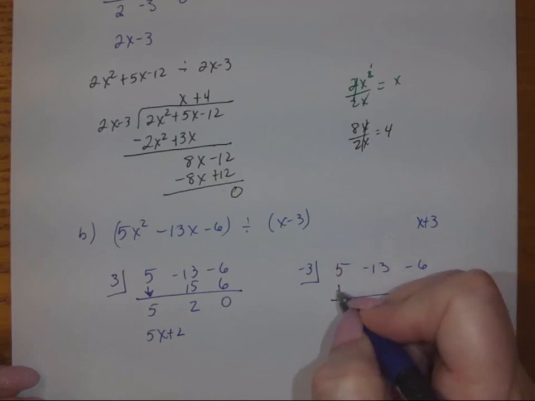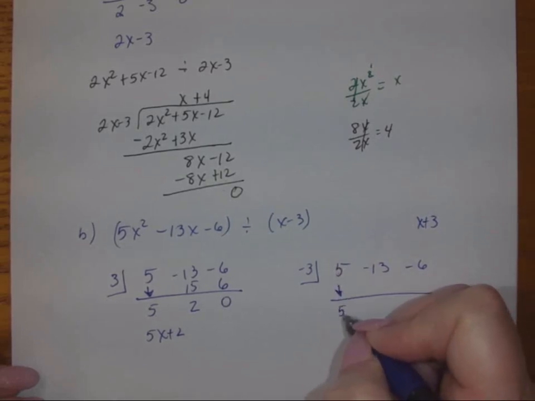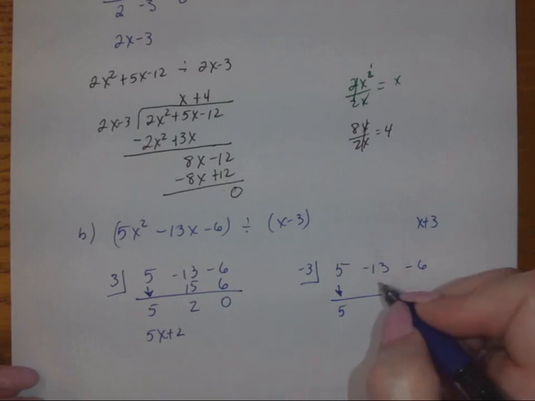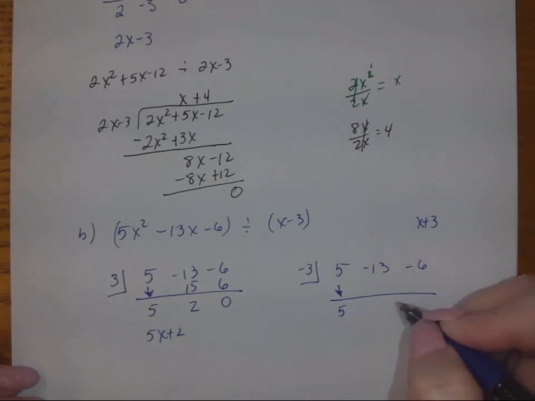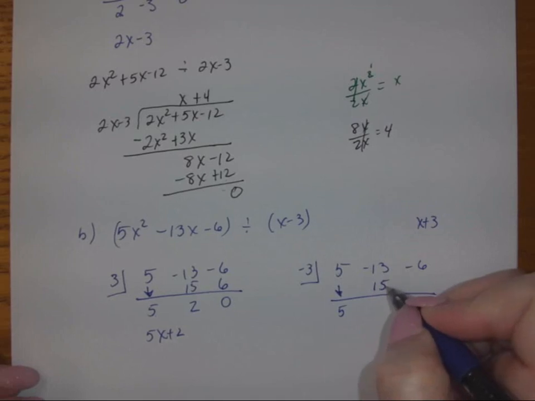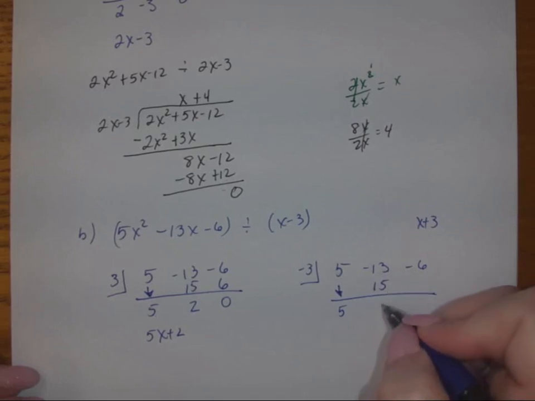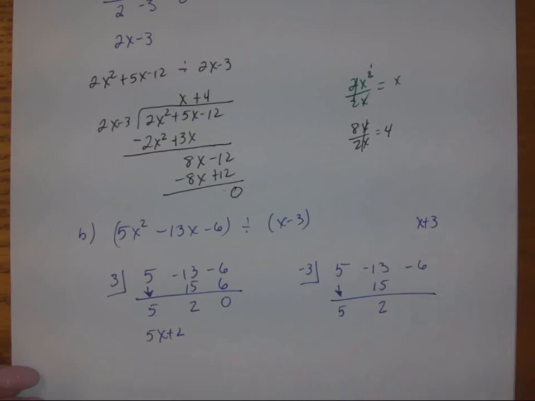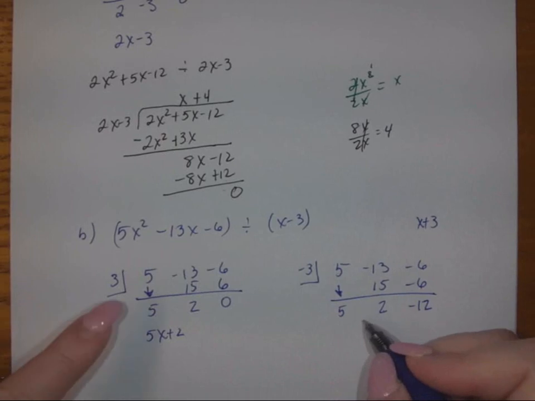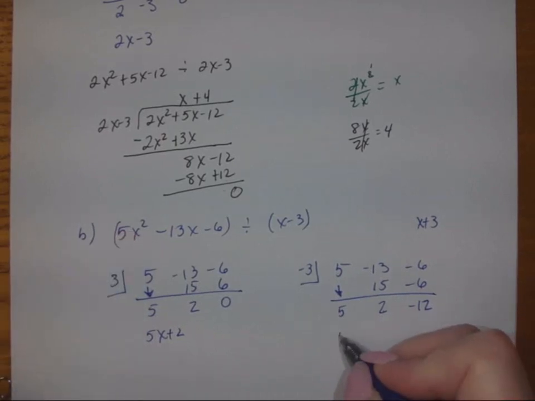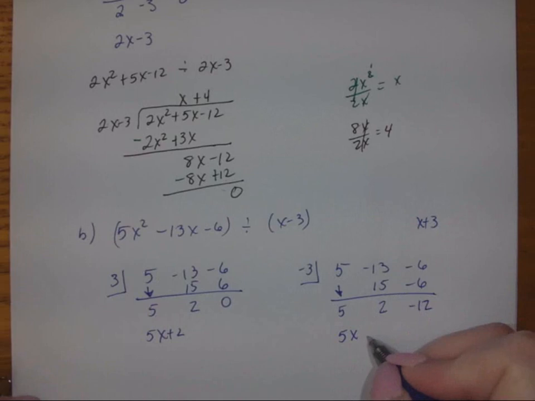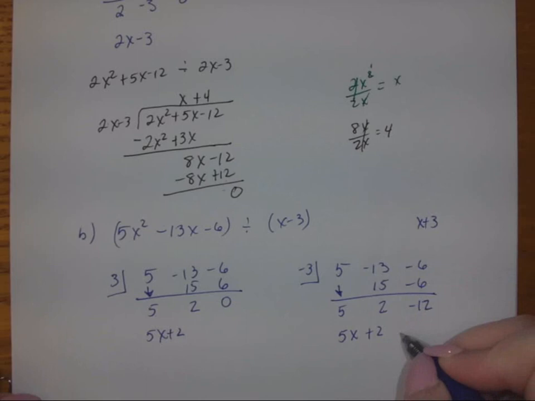All right, so let's bring down our 5. So 5 comes down. 5 times negative 3 is going to get us negative 15. 15 minus 13 will get us 2. 2 times negative 3 would be negative 6. We end up with negative 12. So we're always still going down a degree from what we started. We'll end up with 5x going down from 5x squared, plus 2, and then that would be for our remainder. It would be, you can put plus a negative 12 or you can put minus. It doesn't matter.